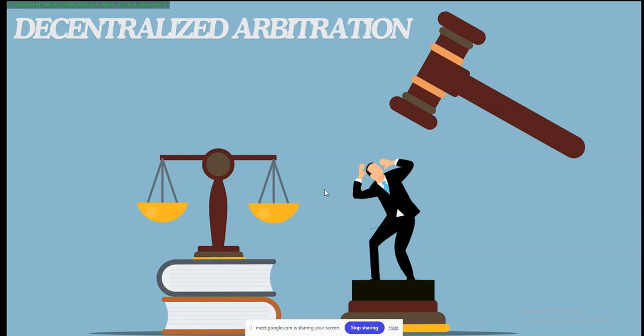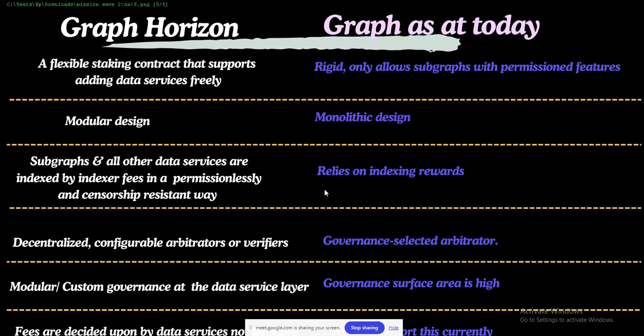And then another change of Graph Horizon is there's going to be a decentralized arbitration, unlike what we have in the network today. So when there is a case for arbitration, anybody can basically set up a fisherman or a verifiable arbitration system and earn reward for their service.